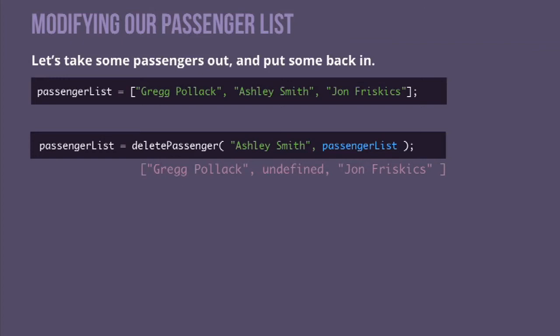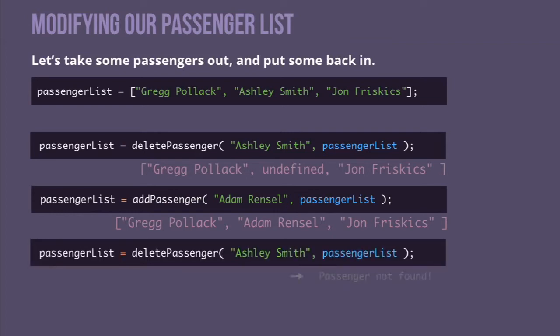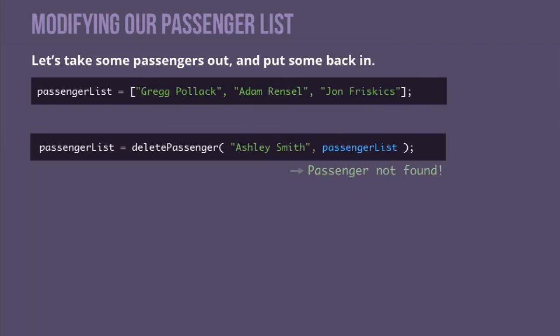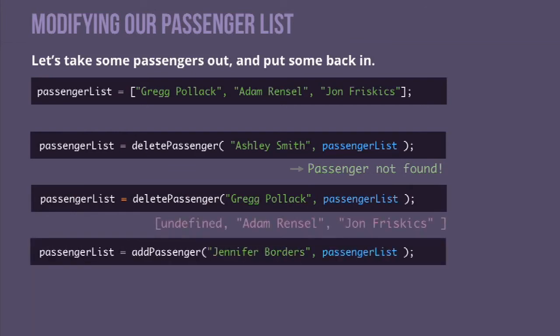Then we'll add Adam to the list. Notice that our add passenger function finds the very first empty spot and places Adam inside that spot first. Then we'll try to delete Ashley again. Uh-oh, she's not found. That's of course because we deleted her before. Then if we try to delete Greg, he'll be removed from the very first spot. And then if we try to add Jennifer, she'll be placed in Greg's old spot, the first cell.